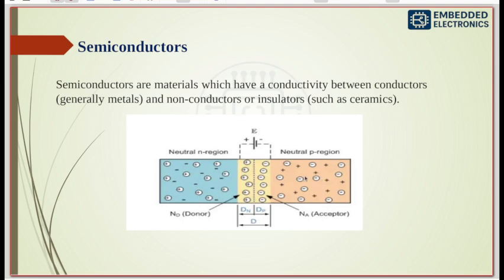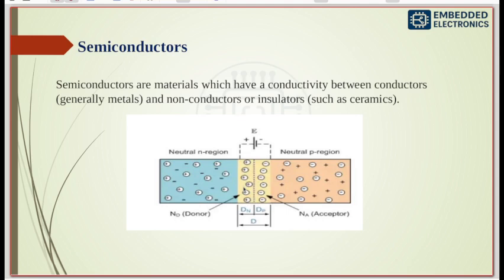But this is the P region, it has holes. These are from the acceptor atoms. So here holes are the main charge carriers. They can be represented using a positive symbol. And this is the middle region. So this is the depletion region.